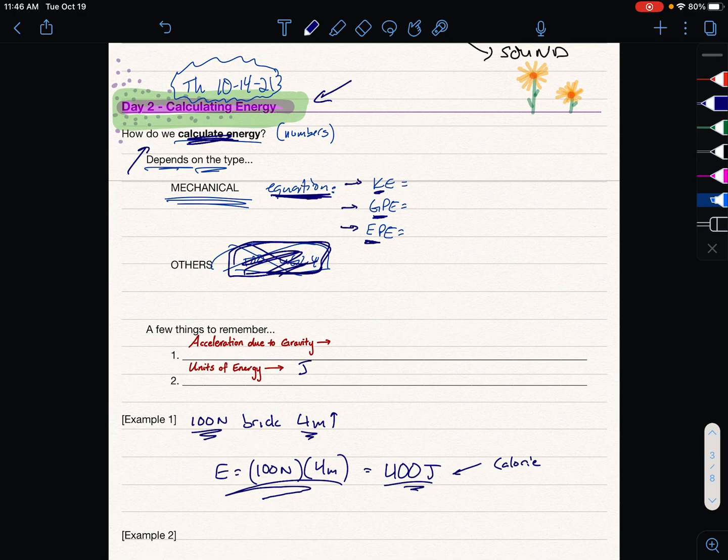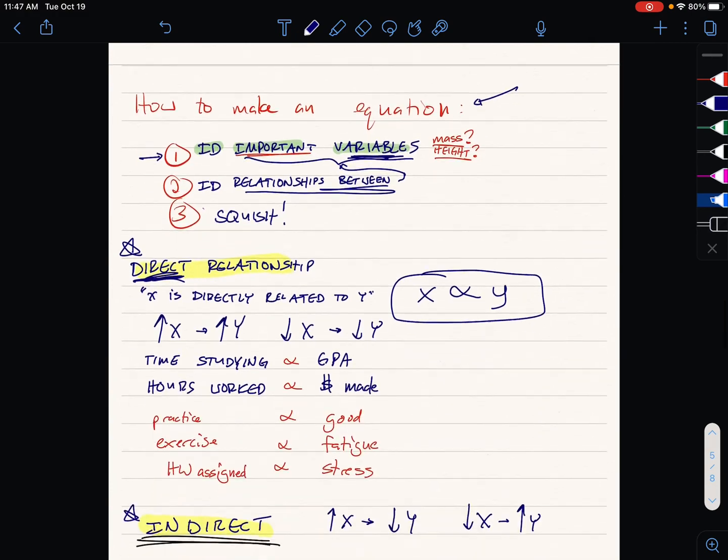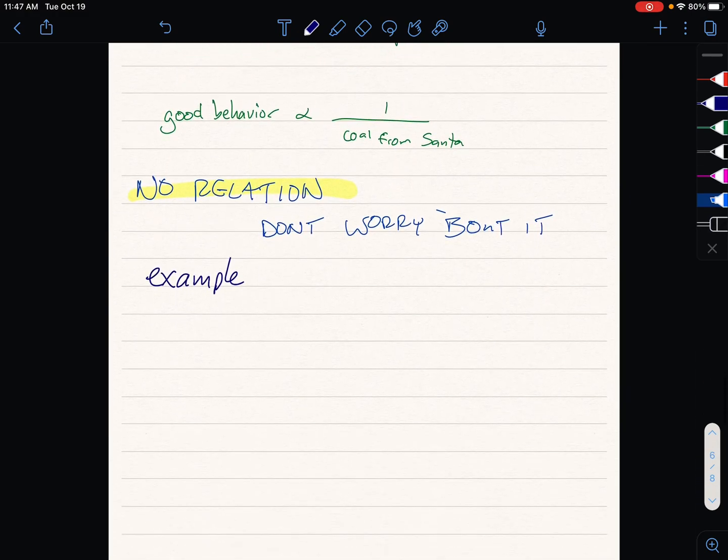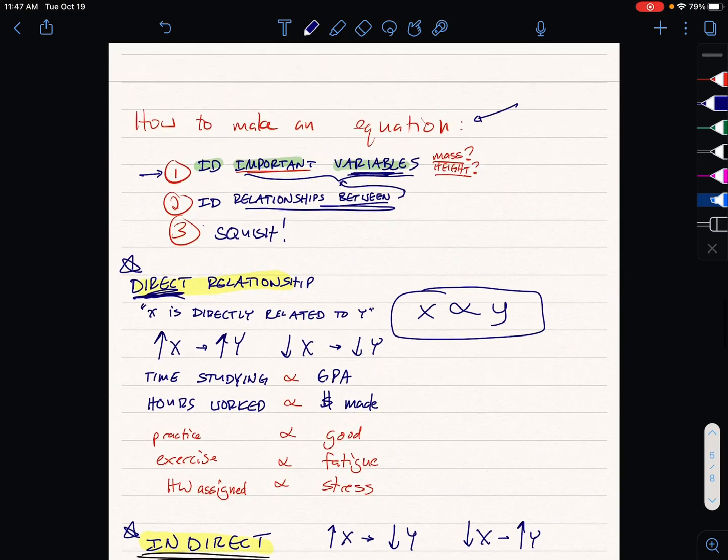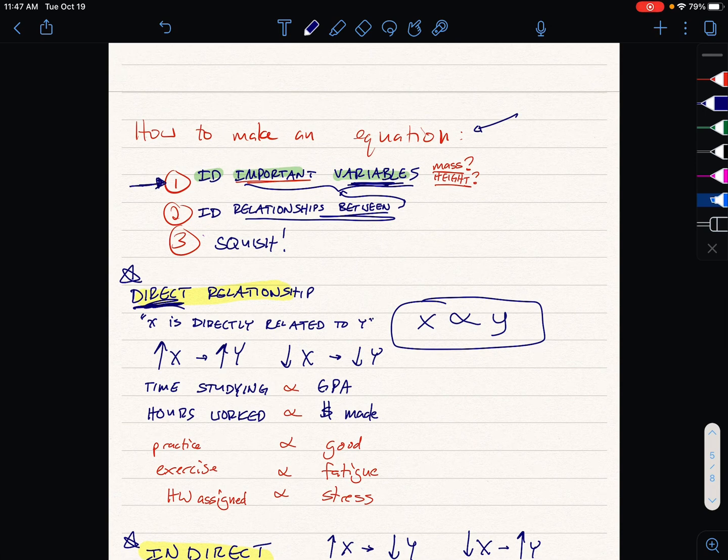And we started down here at the bottom of this page by looking at the 3 steps to make an equation. Step number 1: identify the important variables. So what actually should affect it? Should it be temperature? Should it be price? Should it be speed? Step 2: identifying the relationships between them, whether they are direct or indirect. Step number 3 is you're just going to squish them together.